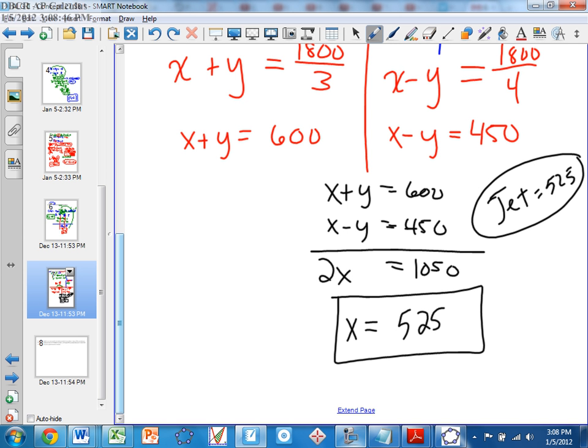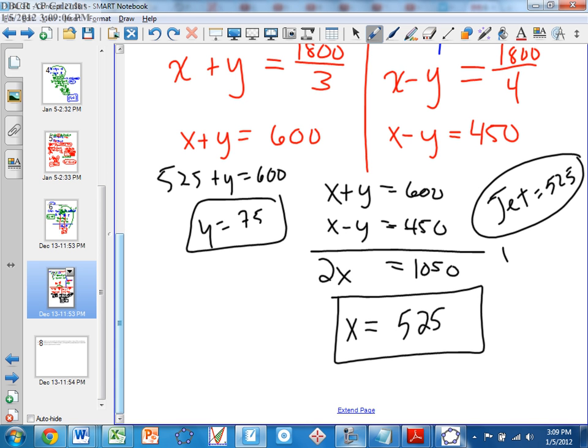So this 525 needs to go in either right here or right here. It doesn't matter. Pick either spot, you get the same answer. That one? Okay. So 525 plus y equals 600. Subtract 525. 75. Very good. So if y is 75, that means the wind speed was 75 miles per hour, or whatever the units were in the beginning. I think we started with miles per hour.